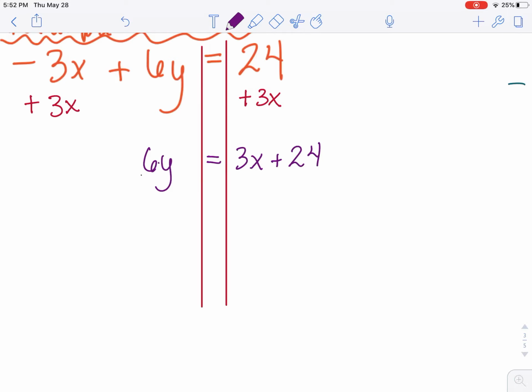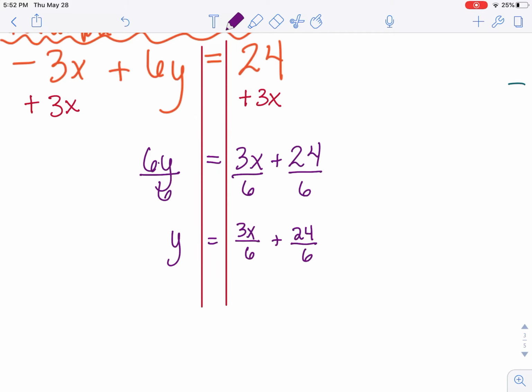So now I have 6 being multiplied by y. I need to divide by 6, and I need to divide everything by 6. And you can skip that step by just going over 6 because they both need to be divided by 6. So I'm left with y equaling 3x over 6 plus 24 over 6.